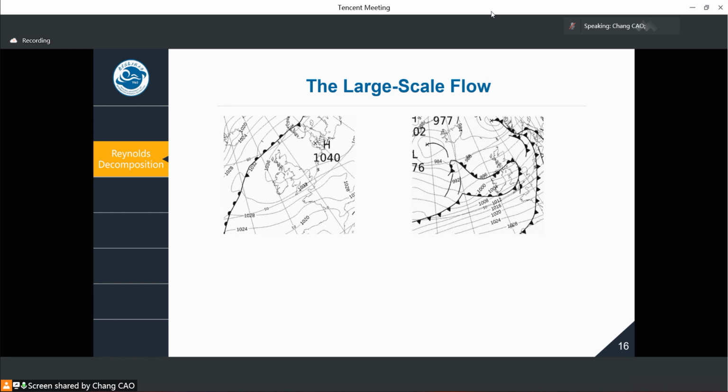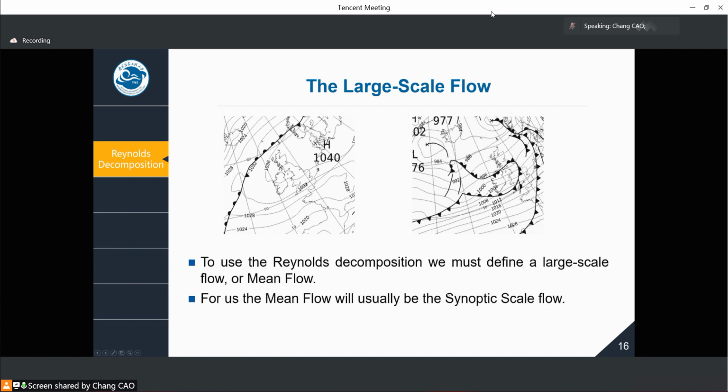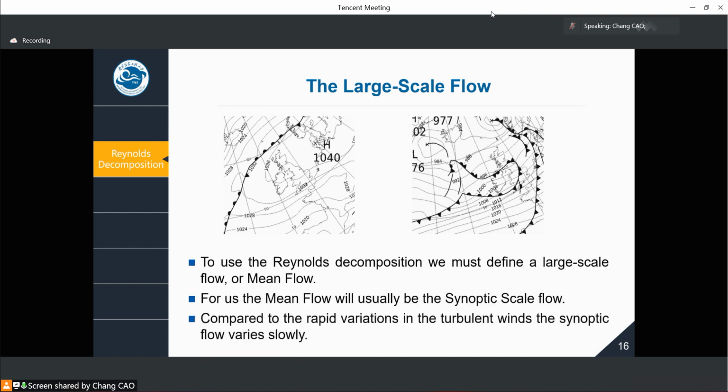So for us, the mean flow will usually be the synoptic scale flow. So the mean flow equals the synoptic scale flow. For example, in those days, we're under the control of a high pressure system. So this is the mean flow, or we can call it synoptic scale flow. And clearly, compared to the rapid variations in turbulent winds, the synoptic flow varies slowly.